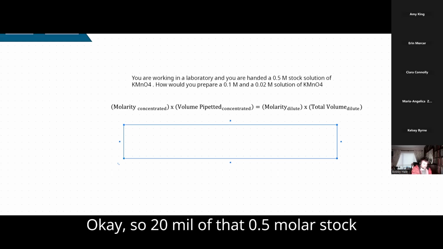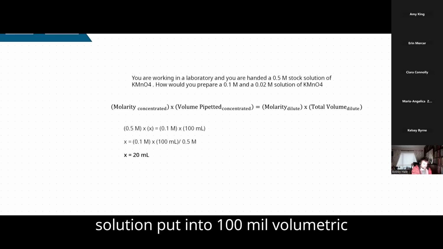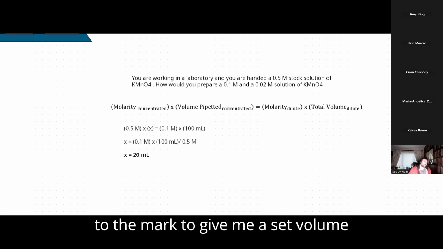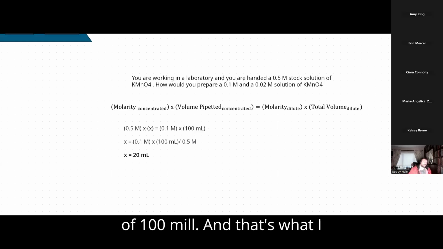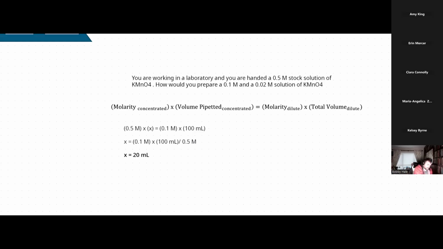Okay, so 20 ml of that 0.5 molar stock solution was taken out of the stock solution, put into a 100 ml volumetric flask. The 100 ml flask was then made up to the mark to give me a set volume of 100 ml. And that's what I used to make up that 0.1 molar. All right.